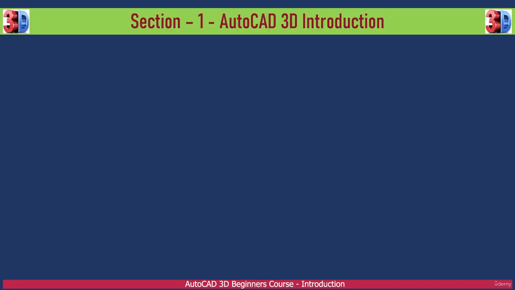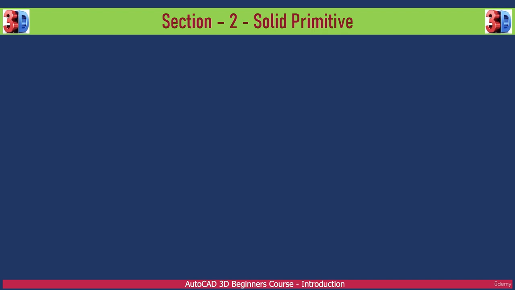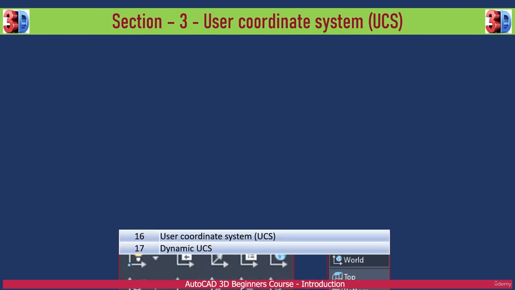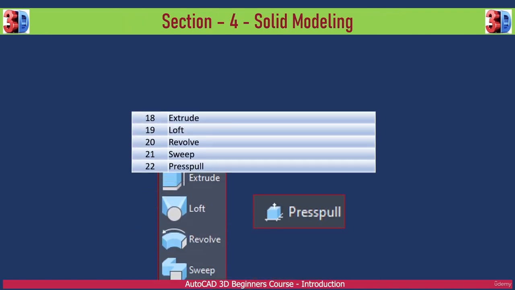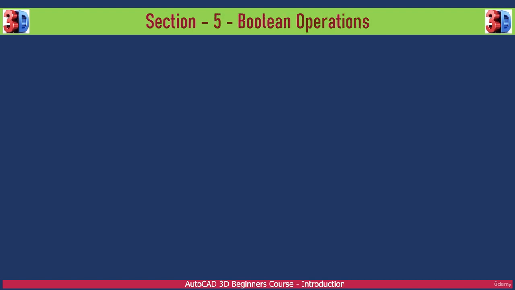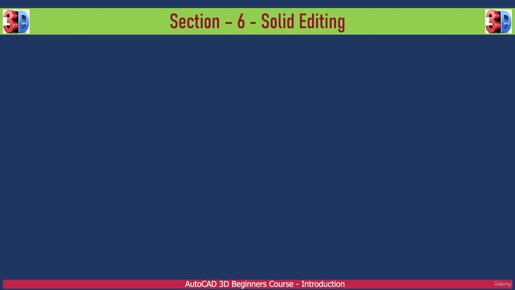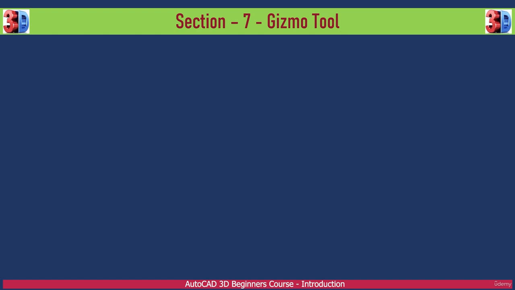Section 1: AutoCAD 3D Introduction. In this section, you will get a basic idea about AutoCAD 3D. Section 2: Solid Primitive. Section 3: User Coordinate System. Section 4: Solid Modeling. Section 5: Boolean Operations. Section 6: Solid Editing. Section 7: Gizmo Tool.